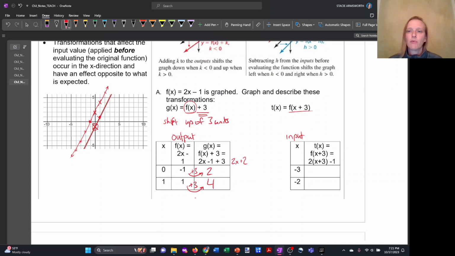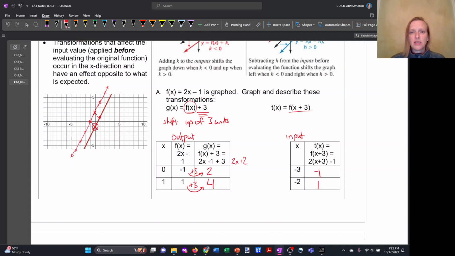So when I plug in a negative 3 for x, negative 3 plus 3 is 0, times 2 is still 0, and then I subtract 1. When I plug in negative 2 for x, negative 2 plus 3 is 1. Multiply by 2 is 2, and I subtract 1, and that gives me an answer of 1.